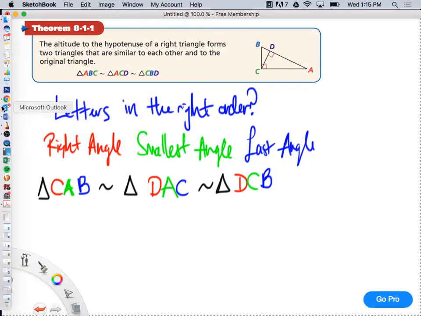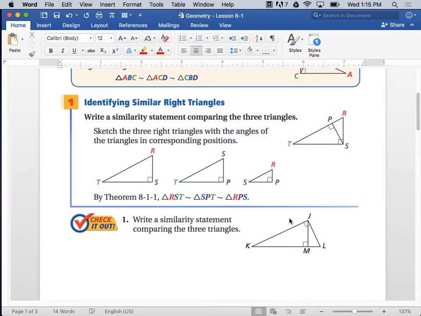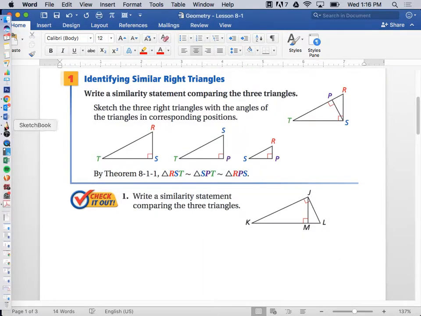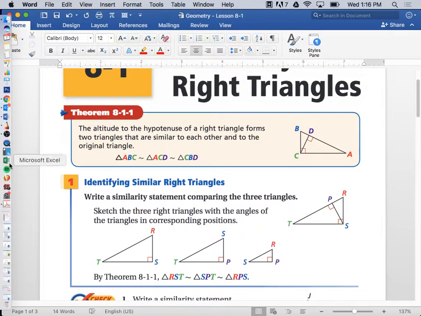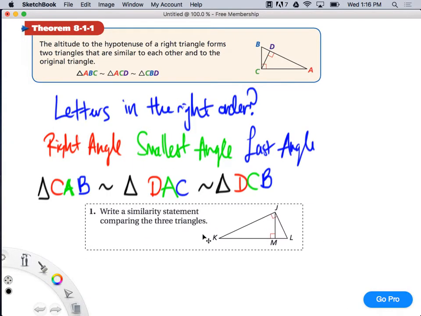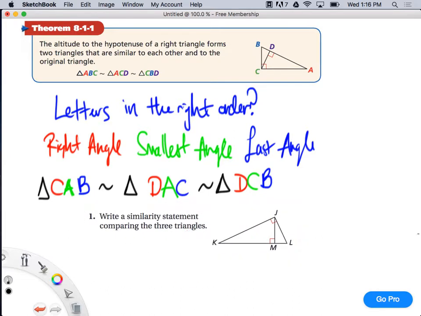All right, now you have this example question. So go ahead and do the example question for this one. It's the example on the very bottom, number 1. Write a similarity statement comparing the three triangles. Let's go ahead and do that now.